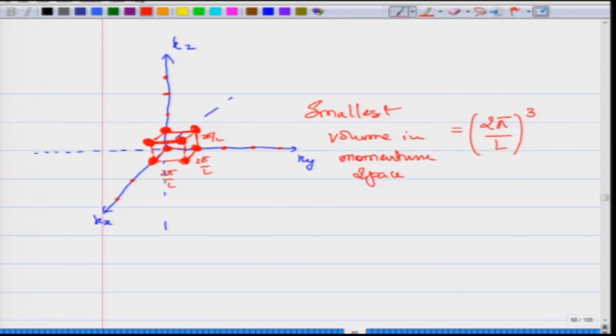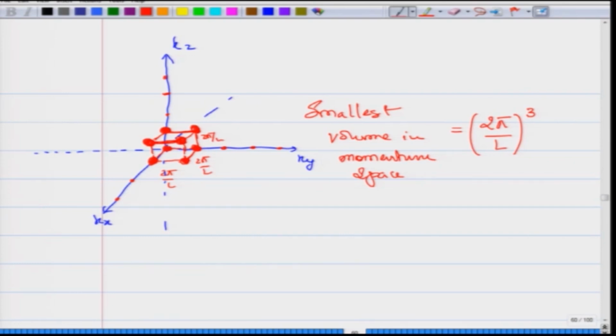And so, you can find out the minimum volume in this momentum space where you will have about 1 momentum state per such cube. So, this gives us the smallest volume in the momentum space. Below this volume you have no states available, because the states are only discretely spaced by 2 pi by L.